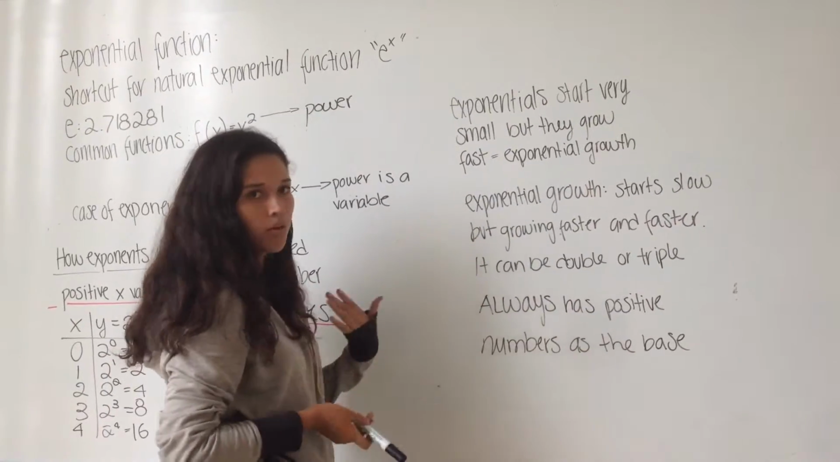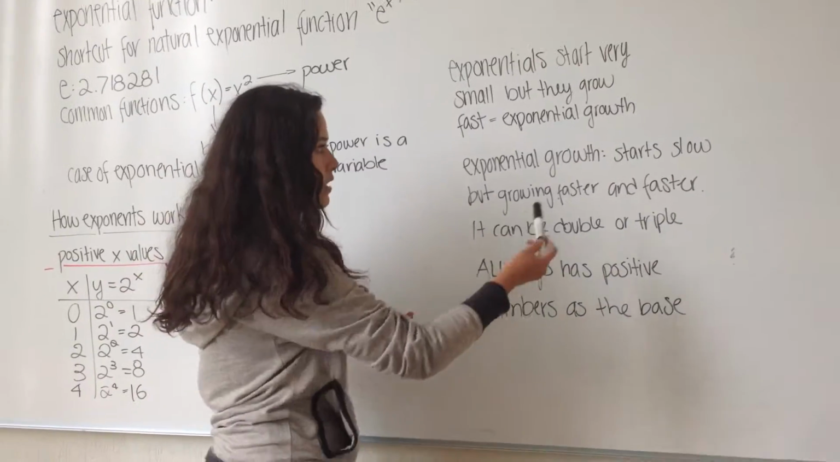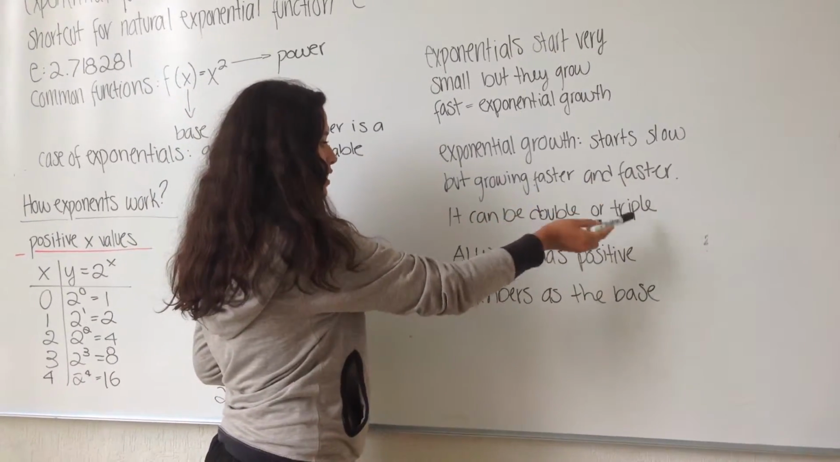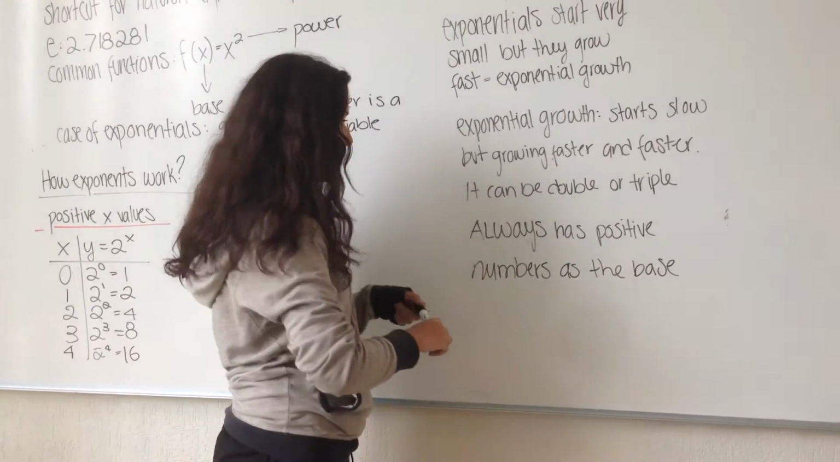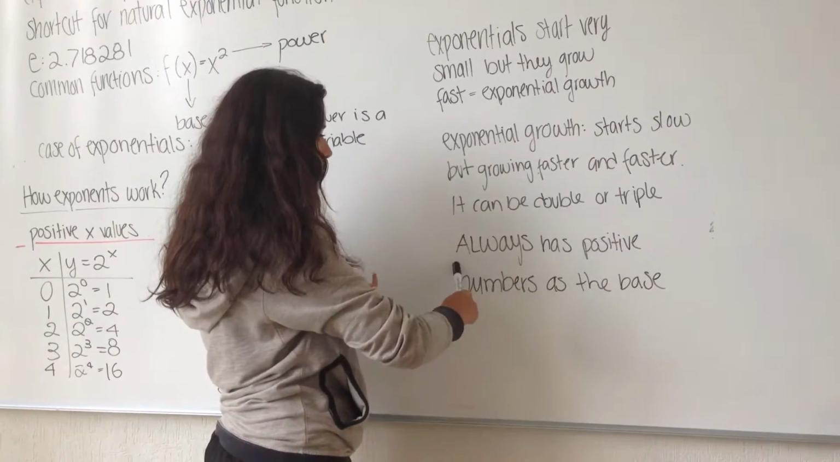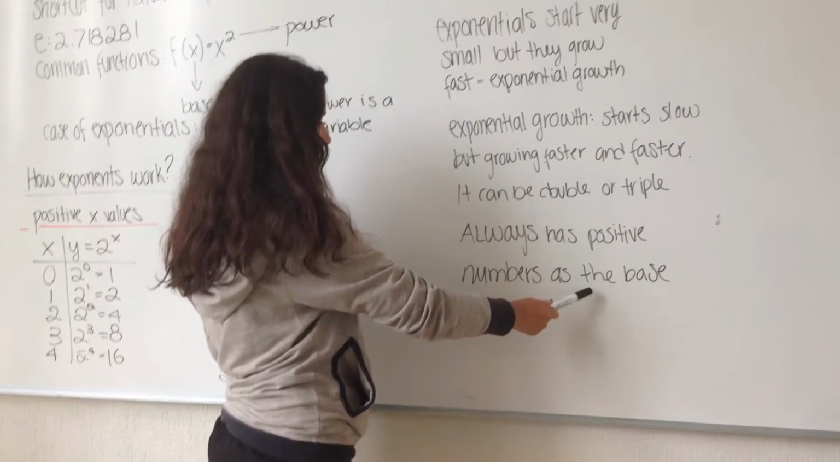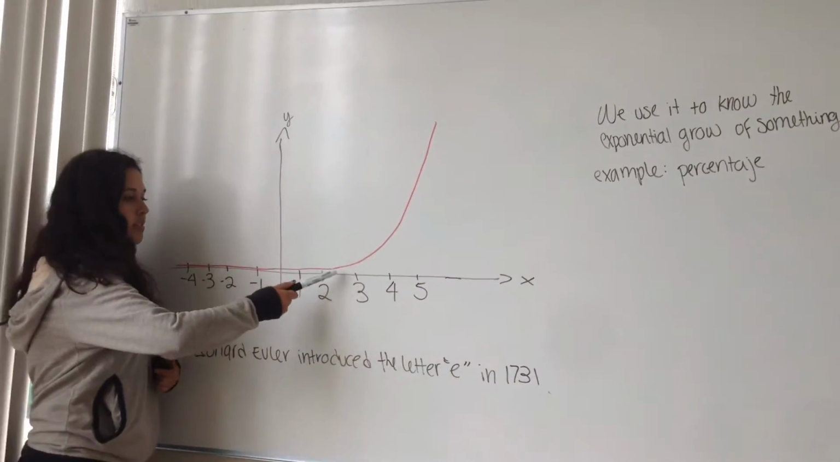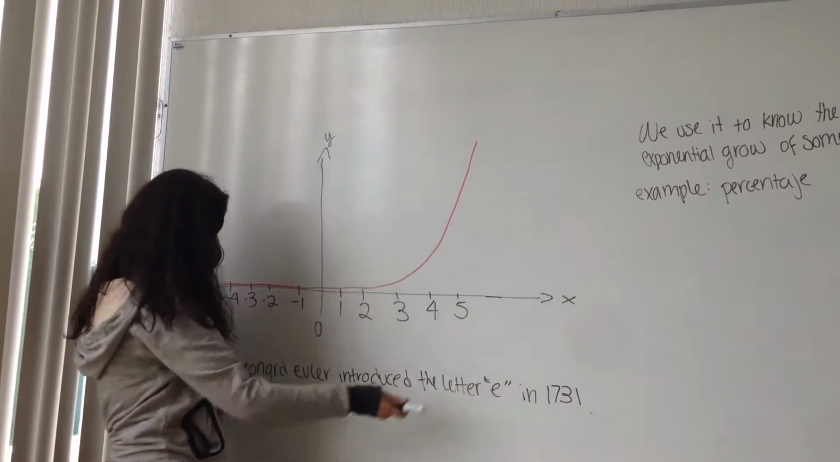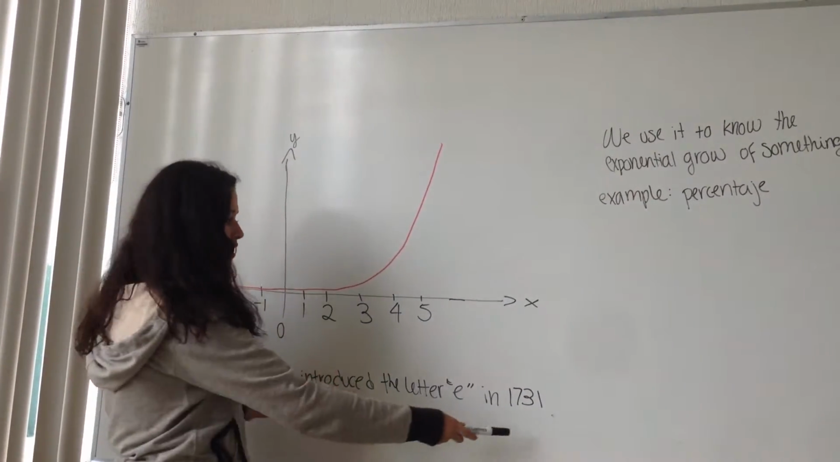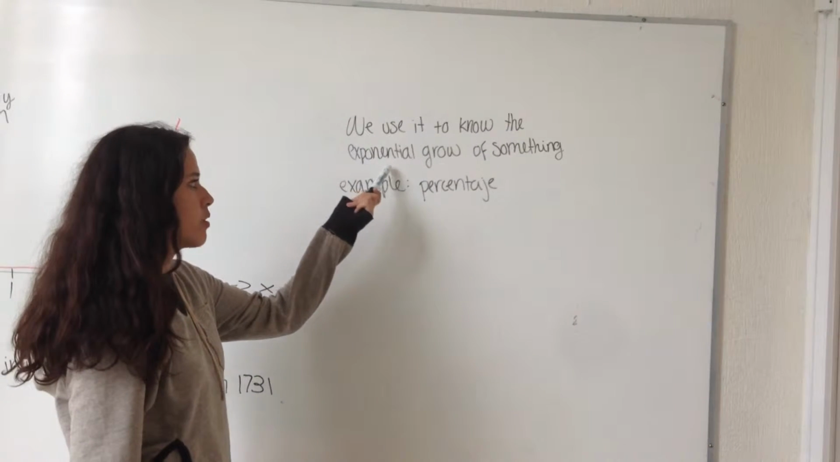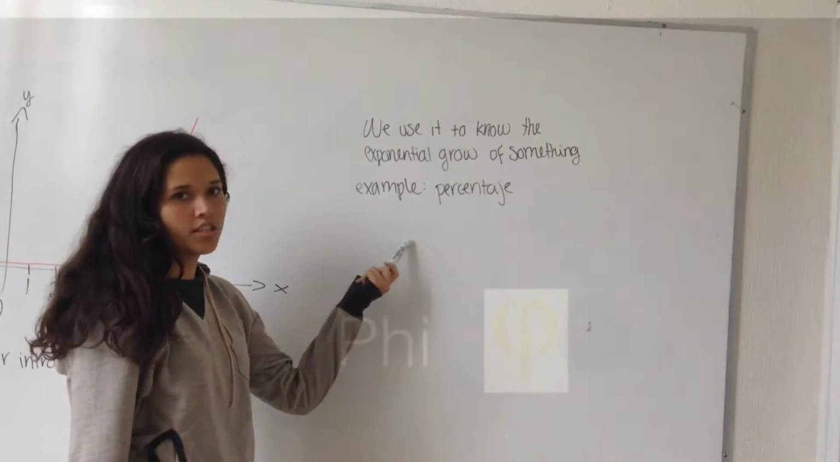So I'm going to explain a little bit more about exponential growth. It starts slow, but grows faster and faster. It can double or triple. That's how fast they grow. The exponentials always have positive numbers as the base. We can see how the exponential grows really, really fast. Leonhard Euler introduced the letter e as a number in 1731, to know the exponential growth of something, and an example is the percentage.